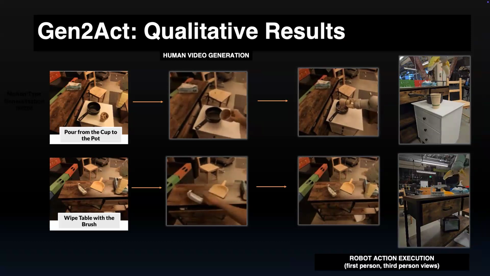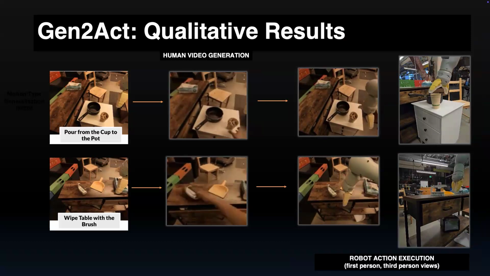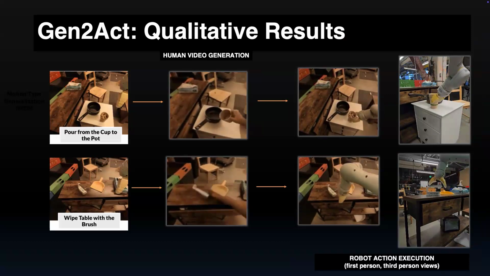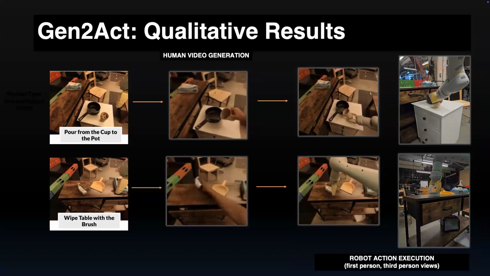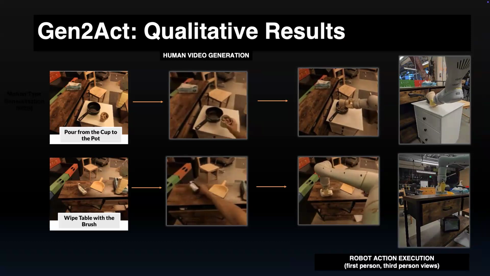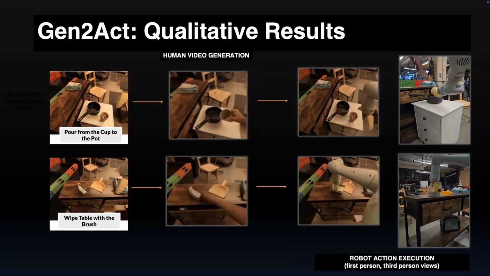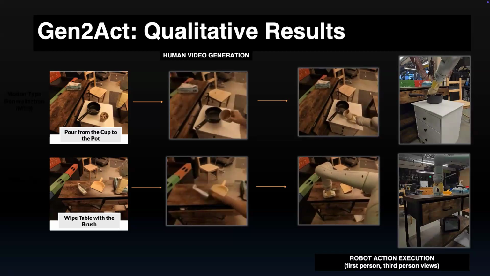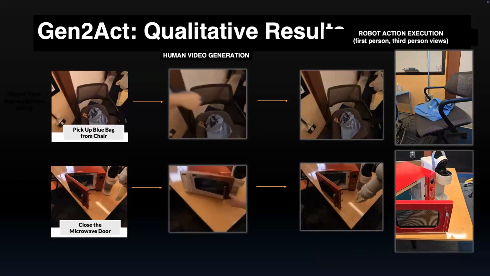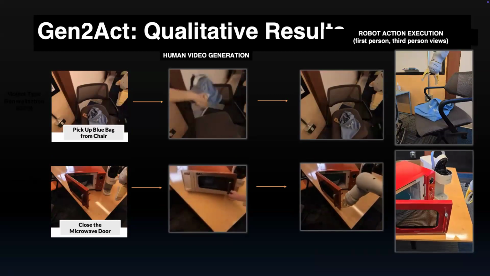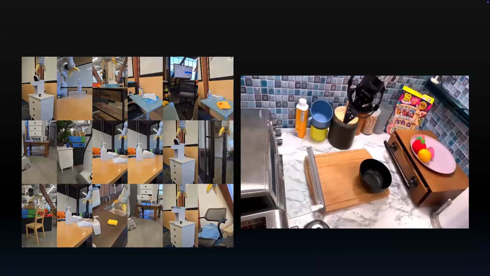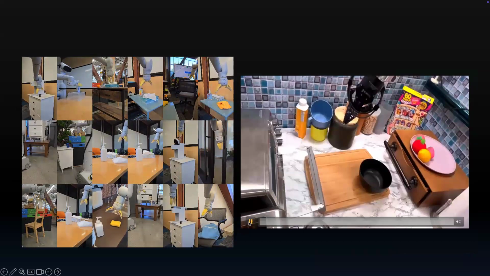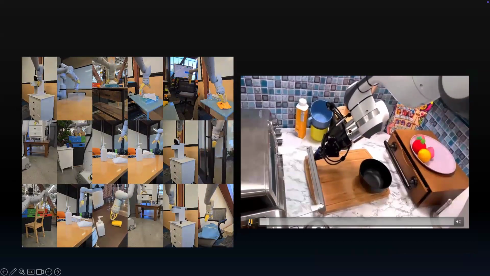There is another example of wiping the table with a brush. And again, most of the heavy lifting is being done by the video model, and converting these track points into the robot action is a much simpler task, which we can learn with a much more limited data set. A couple more examples. And here are some of the more detailed examples from lots of different scenarios.